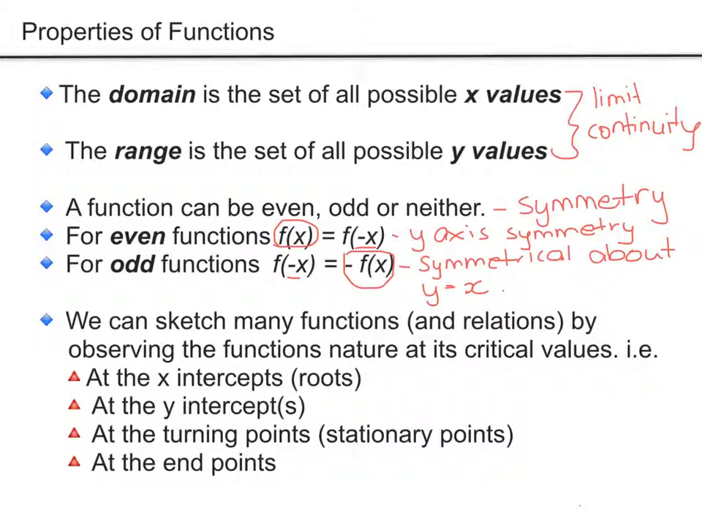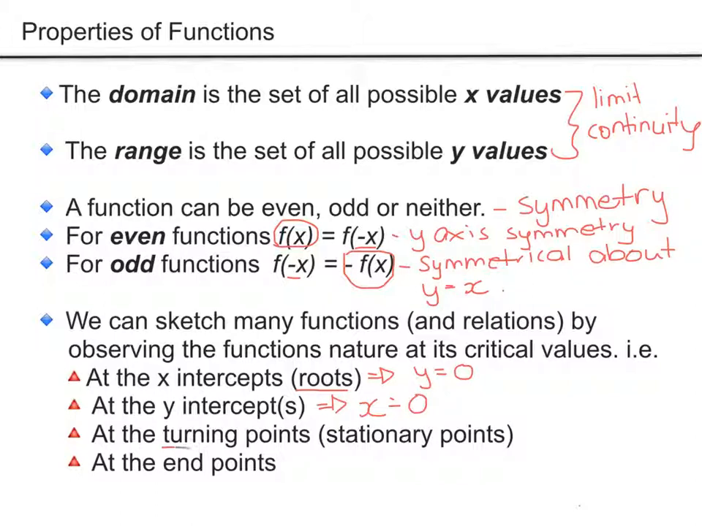Once we've observed the nature of our function, we can then find its critical values to help us accurately sketch the curve. So we can find the roots or x-intercepts of our equation by either factorising or substituting y equals 0 into the equation. We can find any y-intercepts of our equation by substituting x equals 0 into our equation to find the point where it crosses the y-axis.